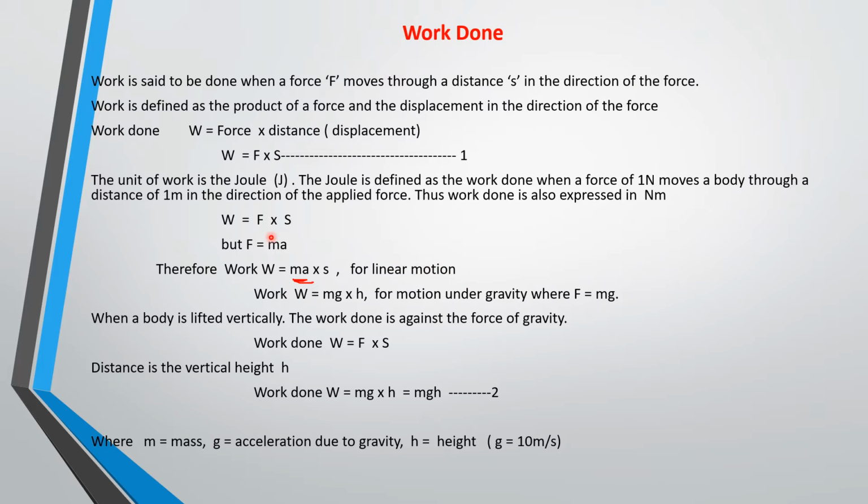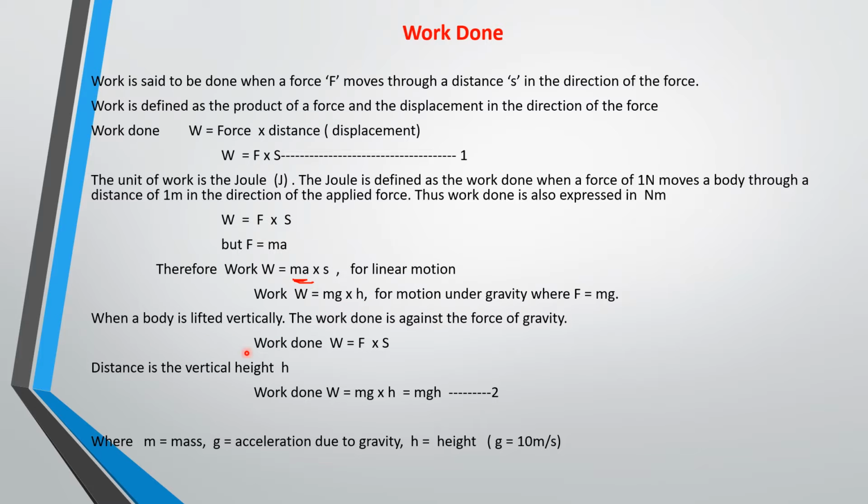Now, for an object that is under the influence of gravitational force, the force is equal to mass times acceleration due to gravity g, and so work done is equal to mg times h. Don't forget that mg is equal to the force. So work done for an object under the influence of gravitational force can be given as mg times h.